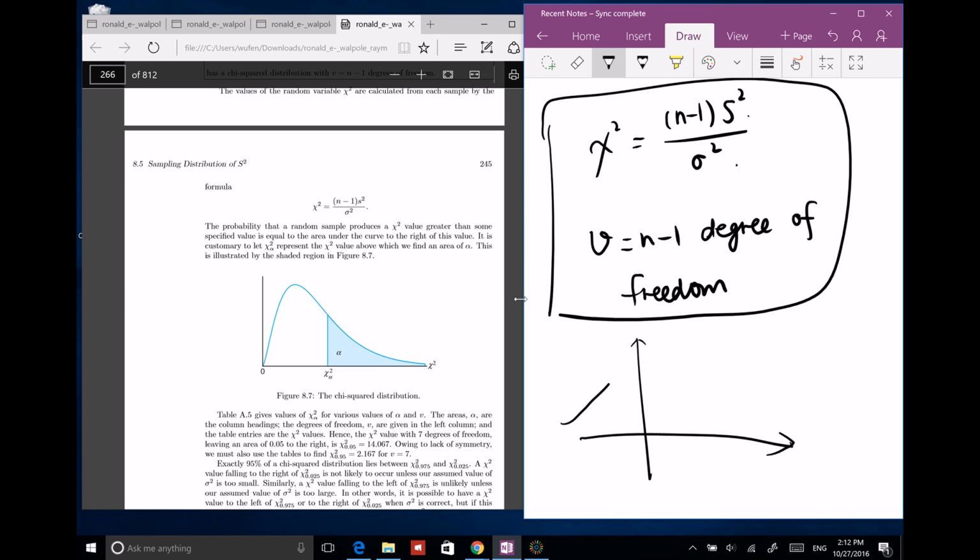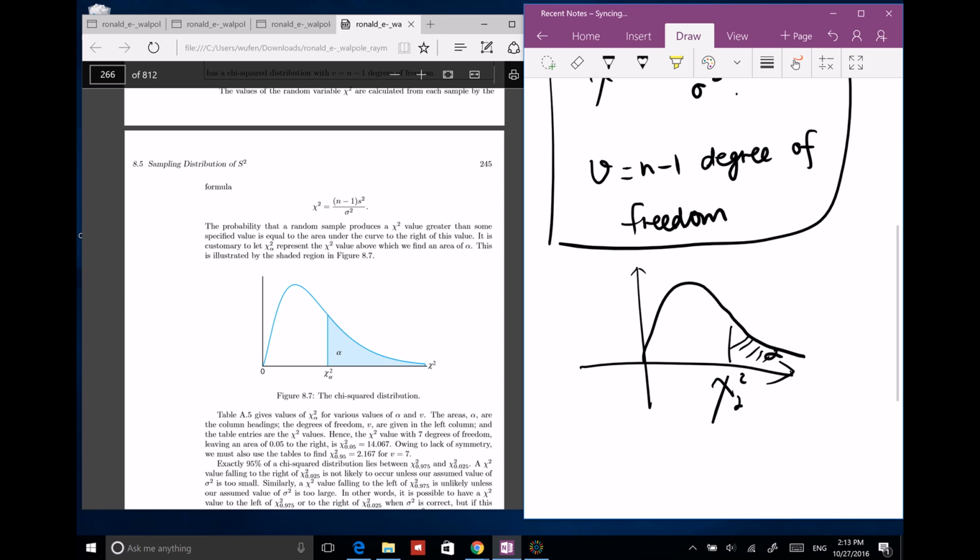So the random sample produces a chi-square value. You're going to have chi-square alpha. This alpha is also a probability, like the area. Area is always the probability, right? Chi-square is a number, like a z-score. When you look at the normal distribution, you have a z-score, and the chi-square distribution has a chi-square value. Chi-square score is just a name for it, and then this is the probability.